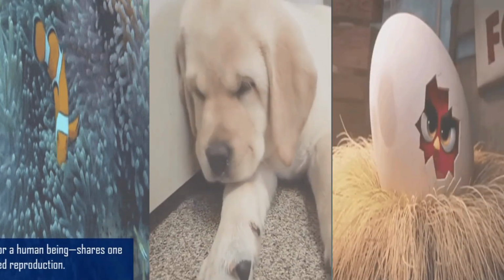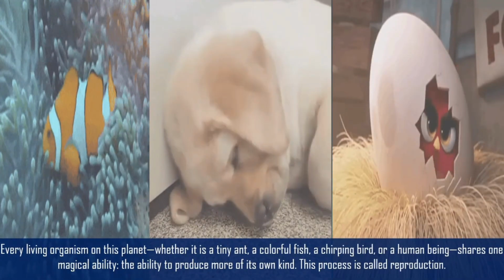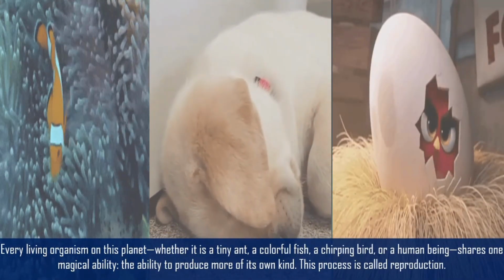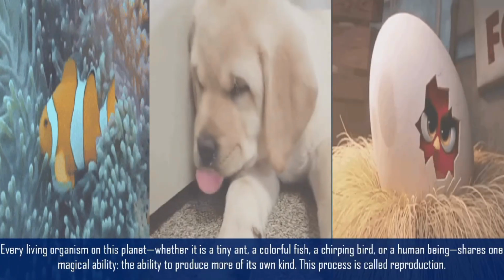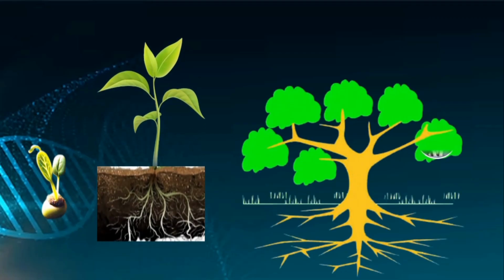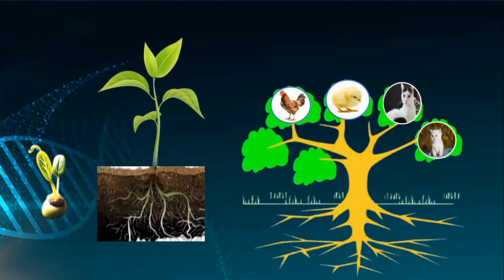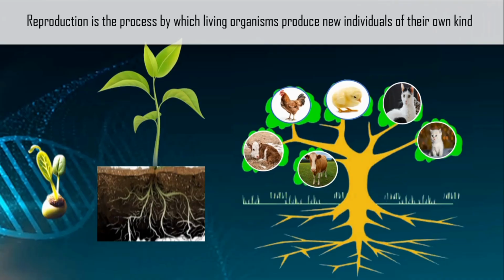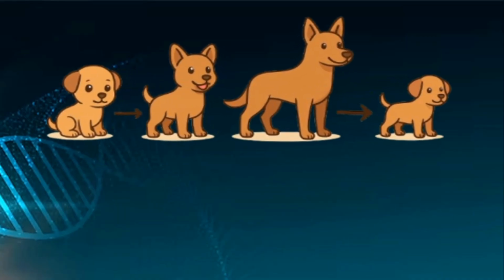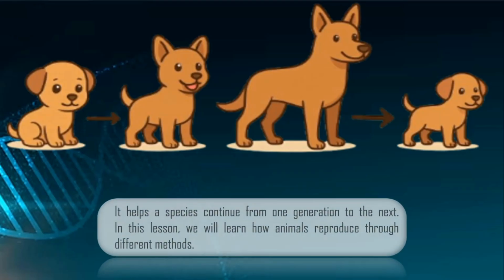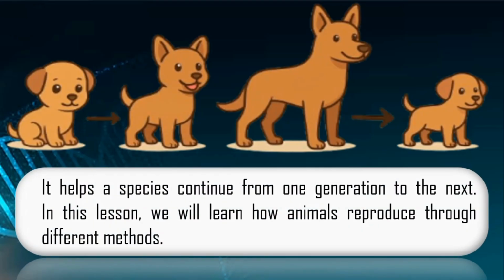Every living organism has one amazing ability, the ability to produce more of its own kind. This process is called reproduction. Now, what is reproduction? Reproduction is the biological process through which animals create new individuals like themselves. Without reproduction, life on earth would stop existing. So, in this chapter, we will explore how animals reproduce, how new life begins, and the remarkable stages of development.